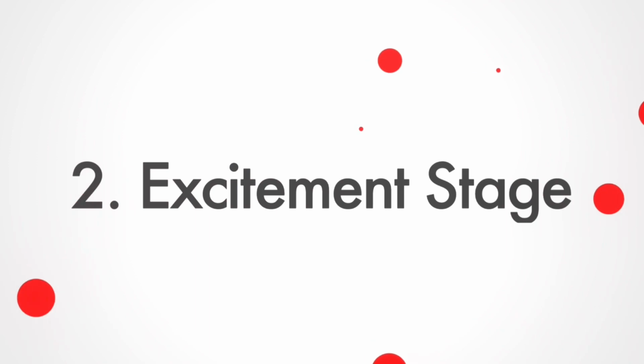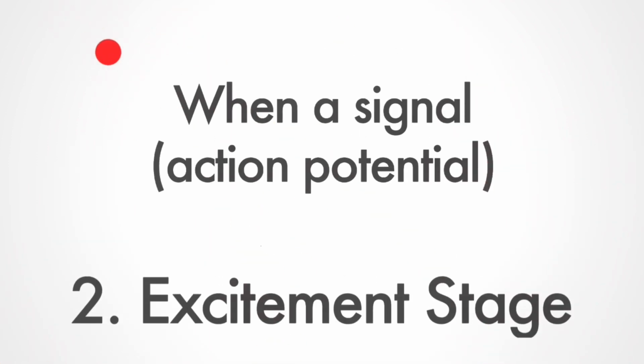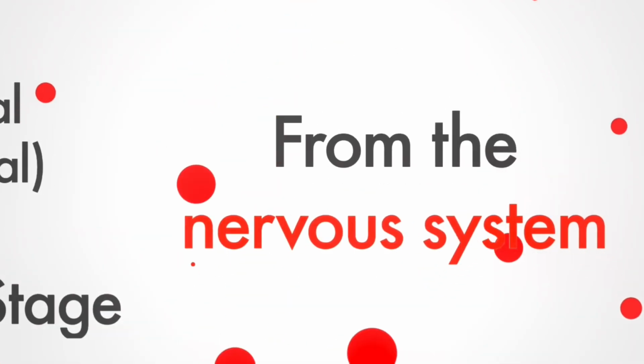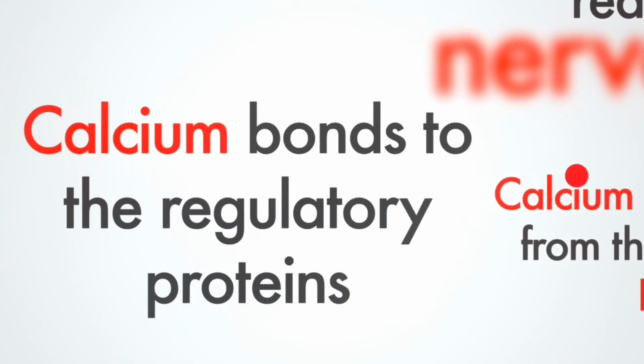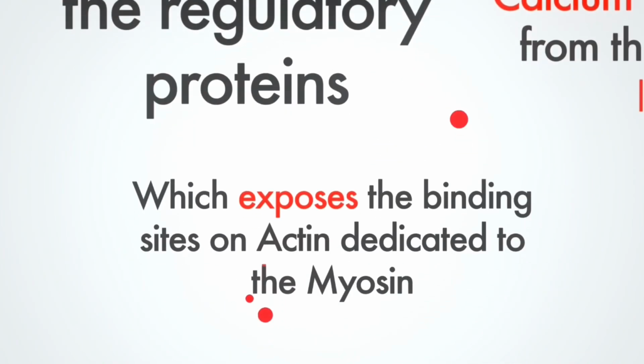Excitation stage. When a signal in the form of an action potential from the nervous system reaches the muscle, it triggers a release of calcium ions which bind to the regulatory proteins and expose the myosin binding sites on the actin filaments.